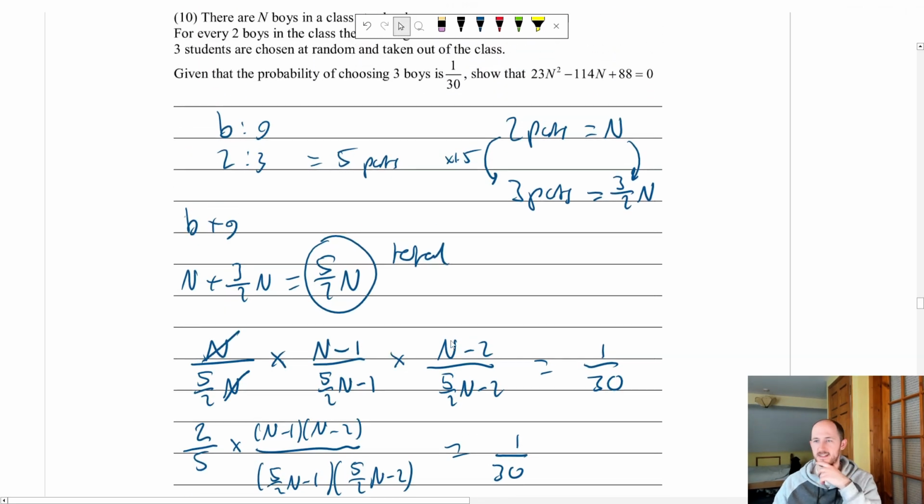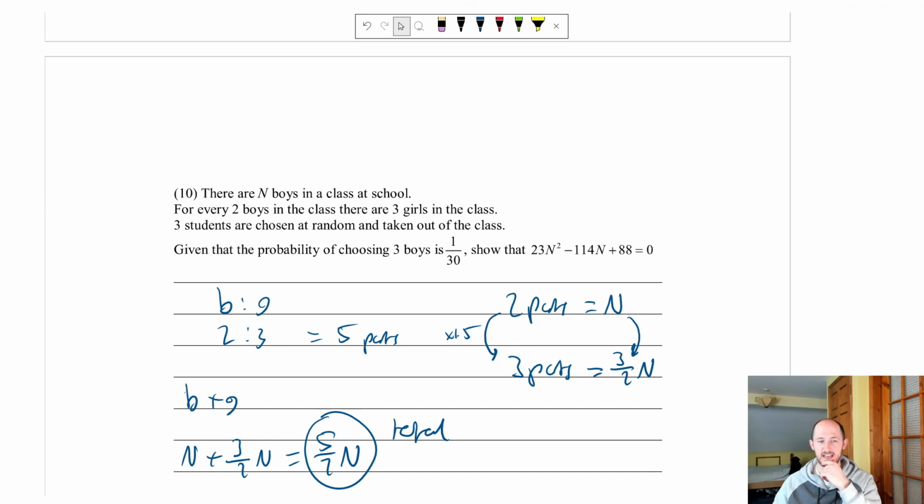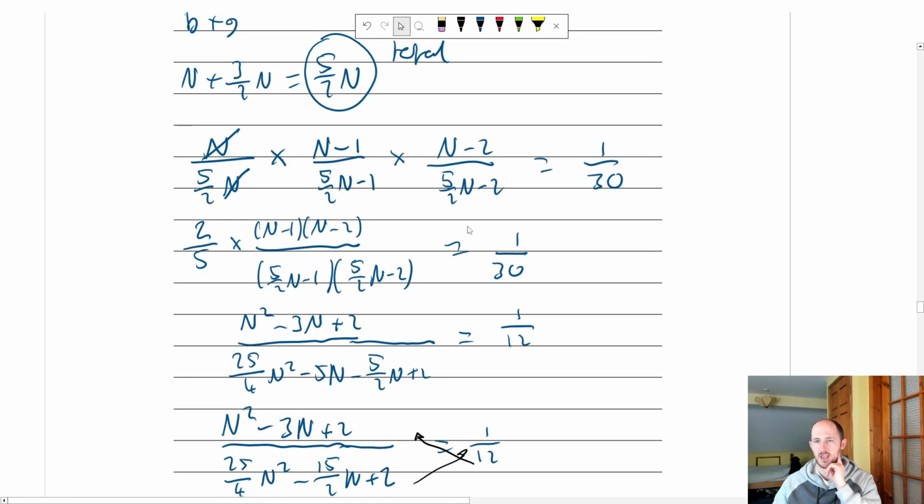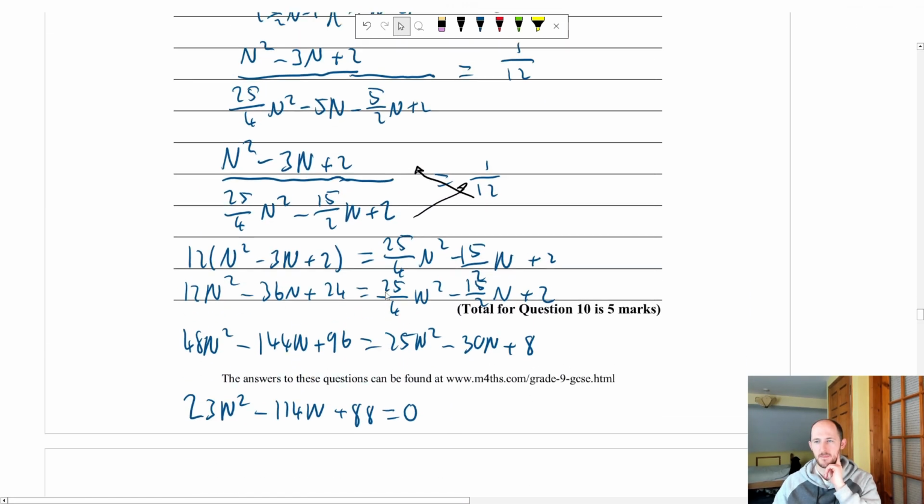So yeah, and that is a standard question. There's even a section on Maths Genie all about those types of questions. Hopefully it makes sense. And yeah, that's 5 marks.